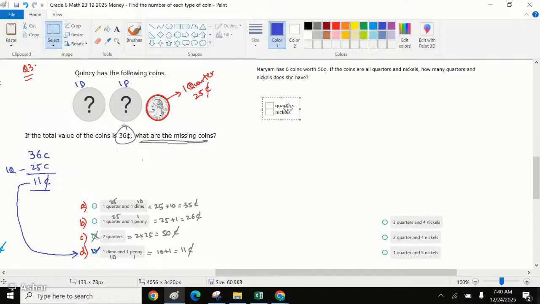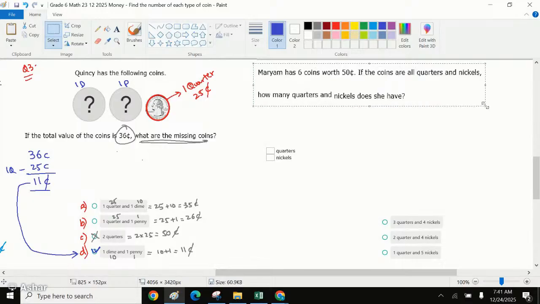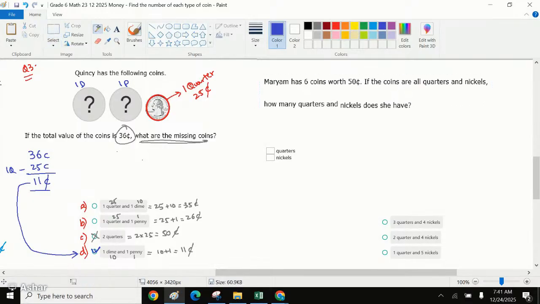What we learned today is how can we go the other way around? How can we find the answer through the options that have been given to us already? The question says, how many quarters and nickels does she have? Let me just copy it over here. Let's enlarge this so that it's much more readable for us. Question number 4 says, Mariam has 6 coins worth 50 cents. The coins are either quarters and nickels.